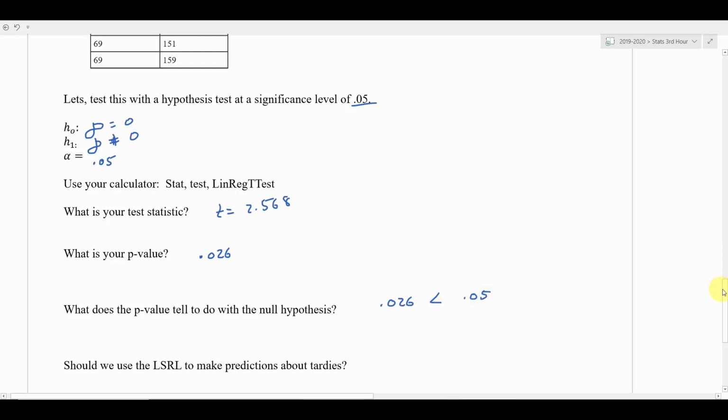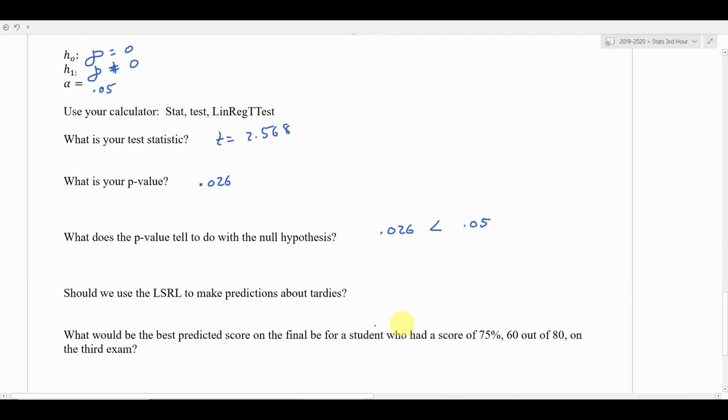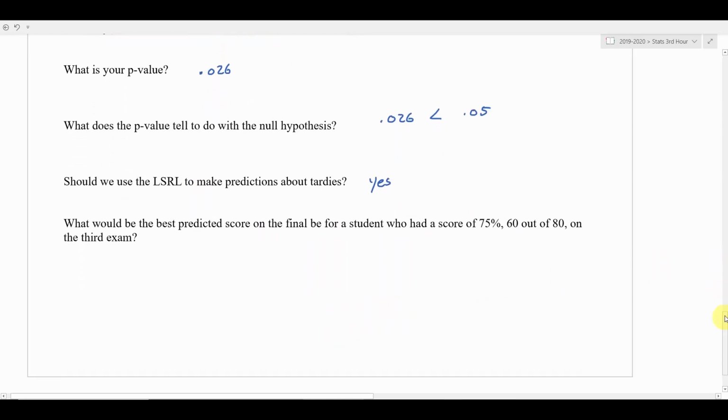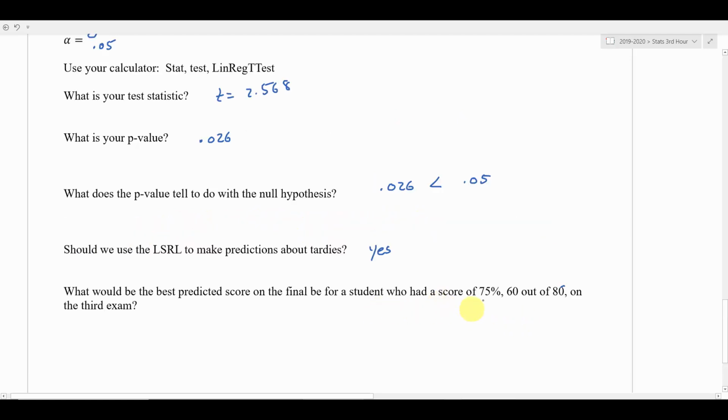So that 0.66 was strong enough. So should we use the least squares regression line to make predictions about tardies? Yes, we should. There's enough evidence to establish a linear correlation between those two variables. All right. So since we ran our hypothesis test, we should go ahead and make a prediction, right? So what would the best predicted score in the final be for a student who had a score of 75% or a 60 out of 80?